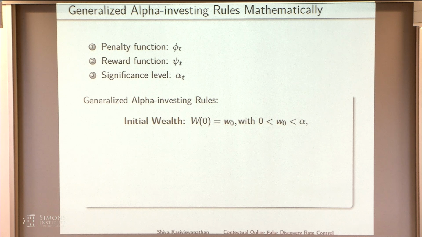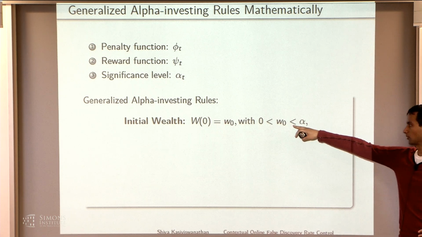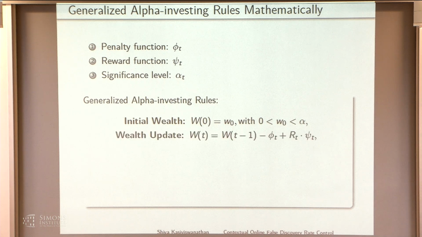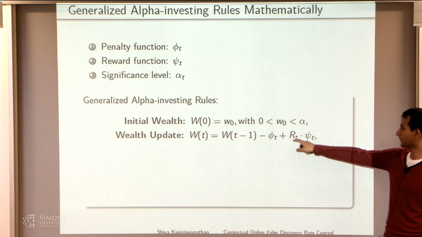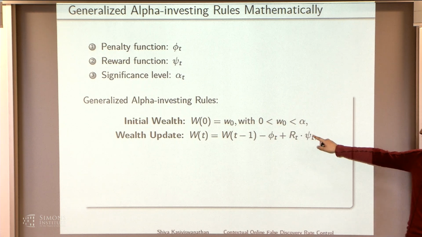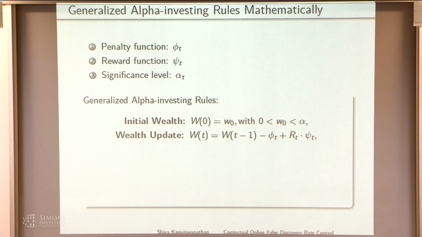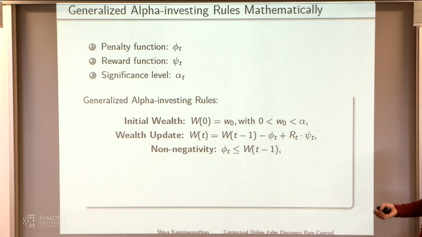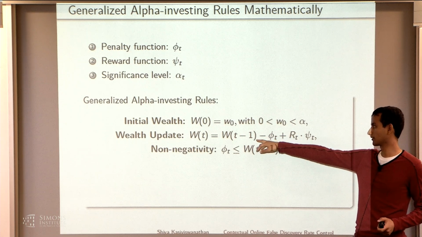You can mathematically define this. You start with some initial wealth, which is a number between 0 and alpha. Then at every point, you have a wealth update. You pay a penalty function phi t, and then you get a reward if you make a rejection or a discovery. The main thing is to ensure that nothing breaks here. You can't have the wealth be negative, so phi t should be less than w t minus 1.